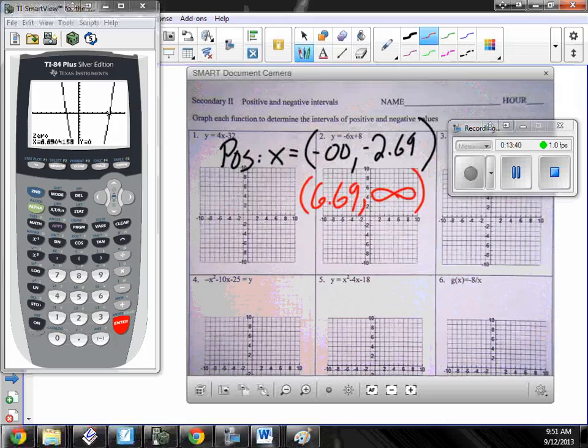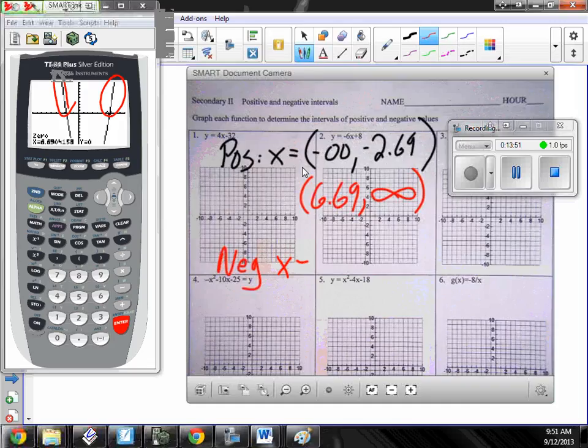So I'm positive over here on the left and over here on the right, and everywhere in the middle I'm going to be negative. So my negative interval of x is x equals, what's the low end on my negative side? Negative 2.69, comma, 6.69, and I'm done.